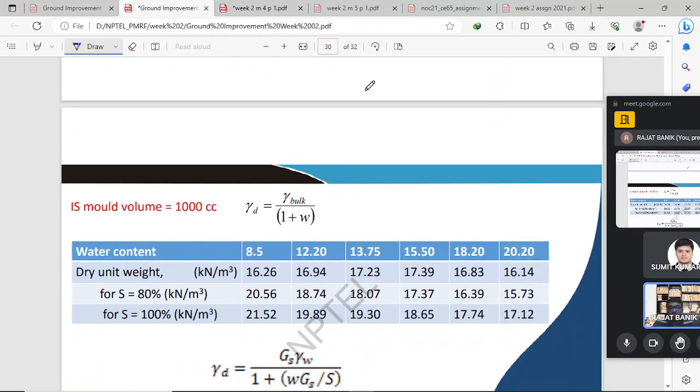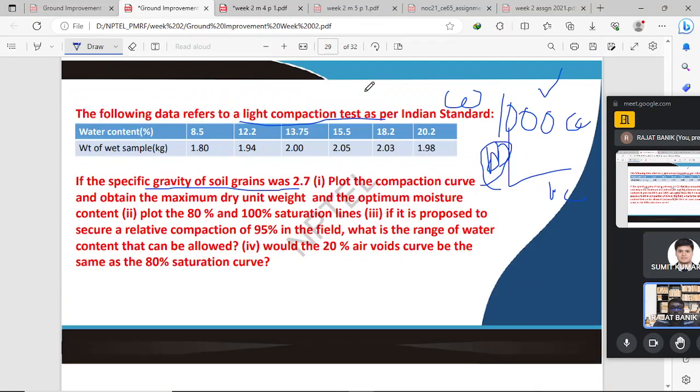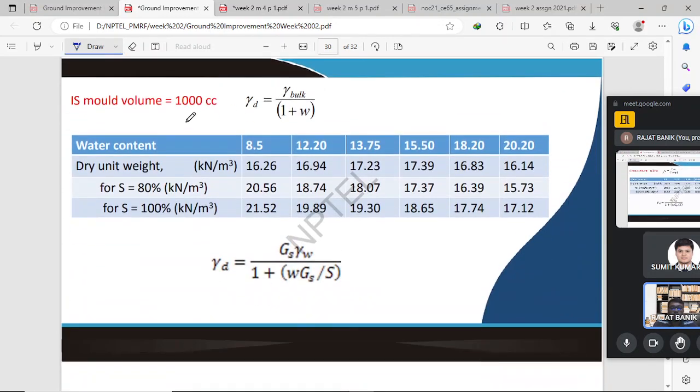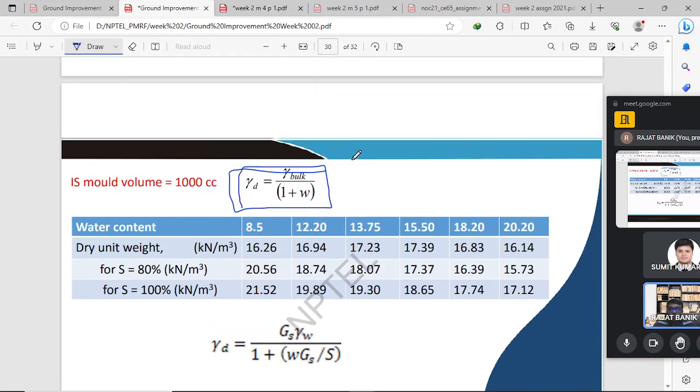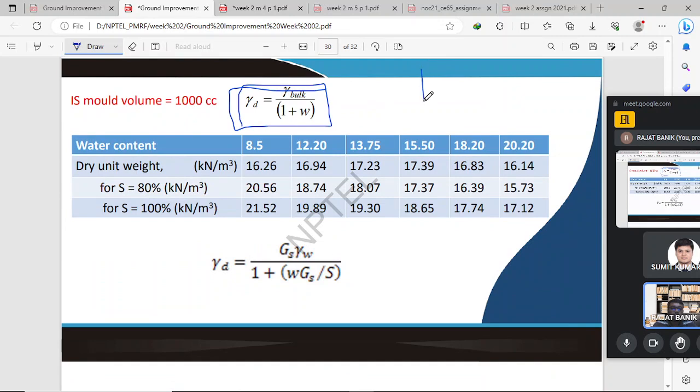After getting the bulk density, and since we also know the moisture content, by applying the dry density formula, gamma d is equal to gamma bulk divided by 1 plus omega, we easily find the dry density for each moisture content or water content. Then we plot it on graph sheet and we get a similar type of graph.